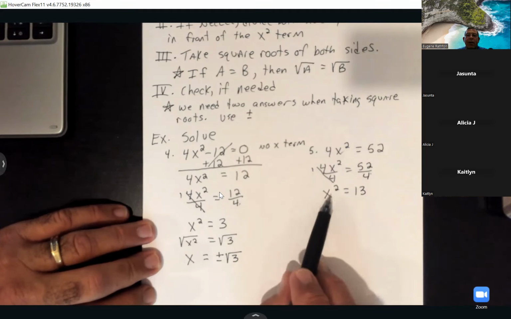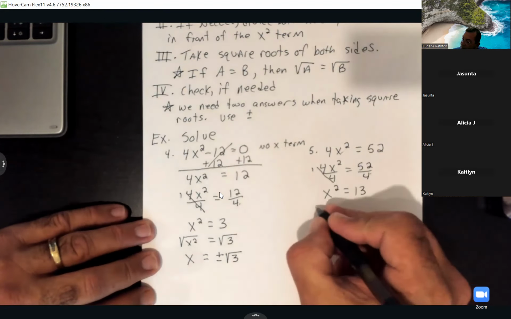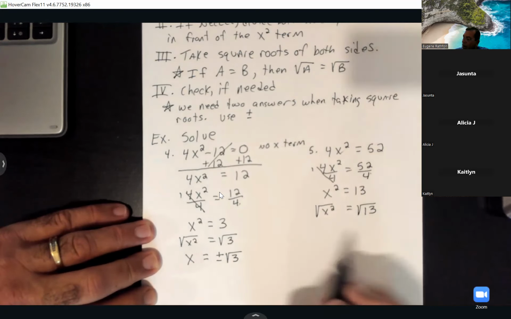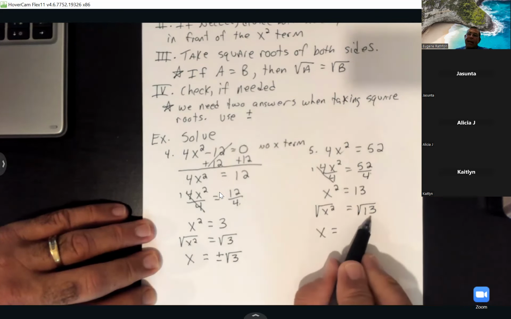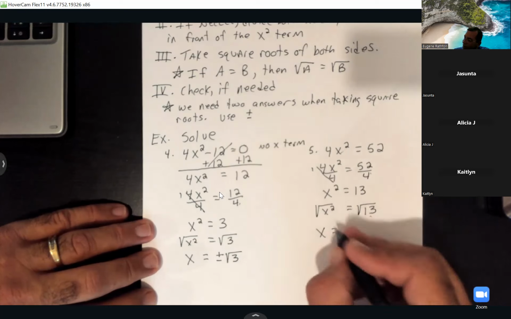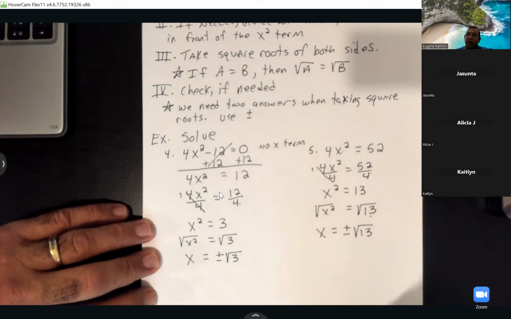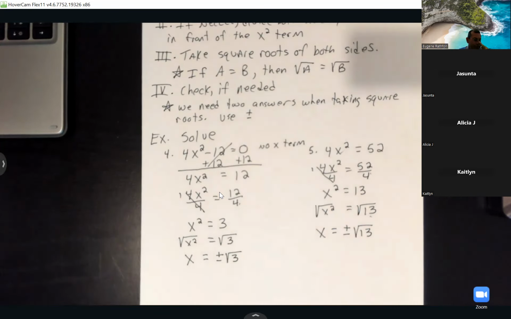All right, the x squared is by itself now with a 1 in front. So now we're going to take square roots of both sides. So the square root of x squared gives me my x. And y'all, once again, I cannot pull that 13 out of that radical. And it does not simplify any. But what I got to do in front, put a plus or minus square root of 13. Anytime you get radical answers and you're solving equations, you got to use that plus or minus, okay?